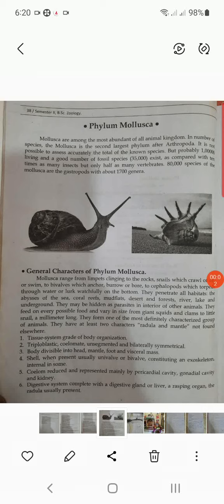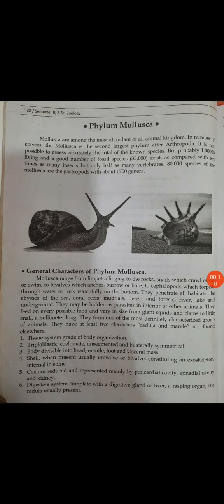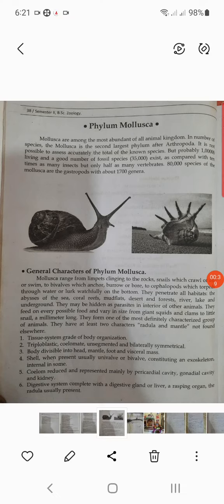Dear students, last time we had seen the phylum Arthropoda in unit 1, and now we start unit 2. In unit 2, the animals include the phylum Mollusca, and the Mollusca group is also one of the largest groups on this earth, the most abundant of all the animal kingdom in number of species. The Mollusca is the second largest phylum after the Arthropoda.